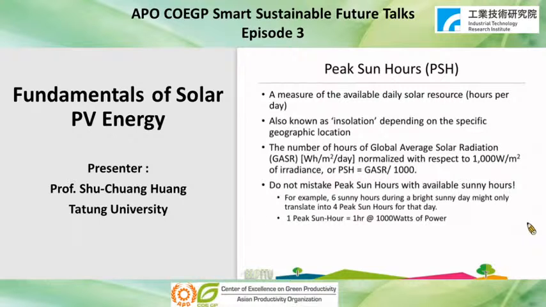So as a conclusion, 1 peak sun hour is equivalent to 1 hour of irradiance at 1 kilowatt power. 5 peak sun hours means we would have 1 kilowatt of power for 5 hours.